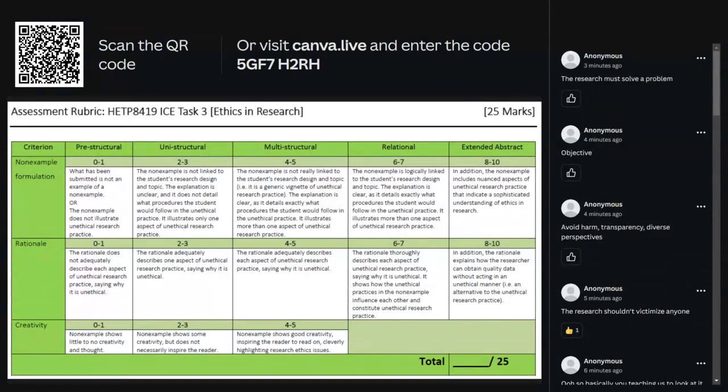So one of your responses on the chat said transparency, diverse perspectives, and not putting your participants in harm's way. So perhaps your example could show the opposite of how a researcher is not doing those key things, and then you can conclude by justifying it and saying why it should be correctly done. Once you've considered a non-example formulation in the rationale, the extended abstract asks that the non-example includes nuanced aspects of unethical research practice that indicate a sophisticated understanding of ethics.